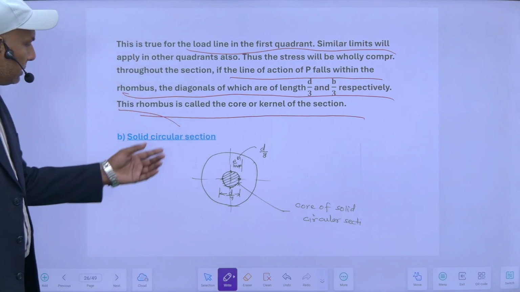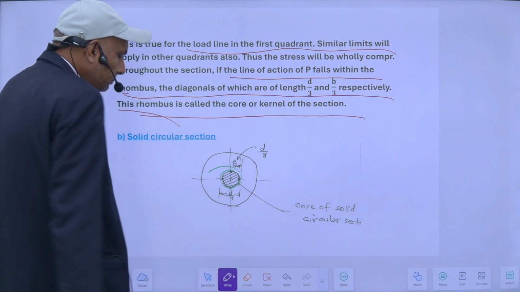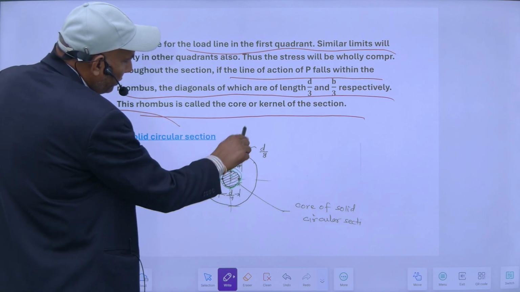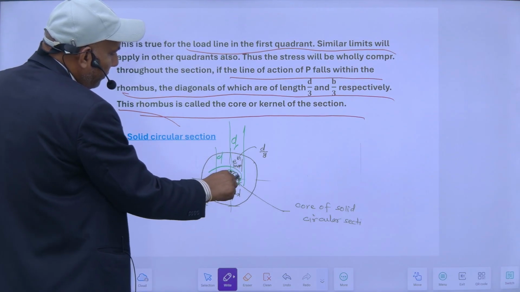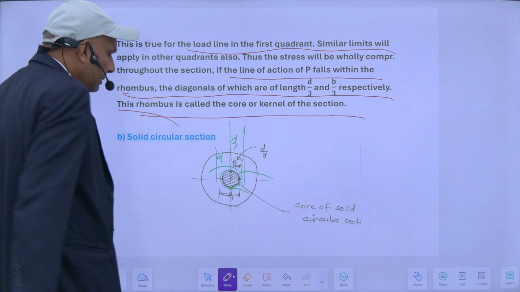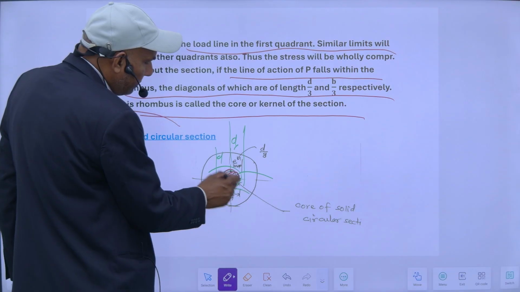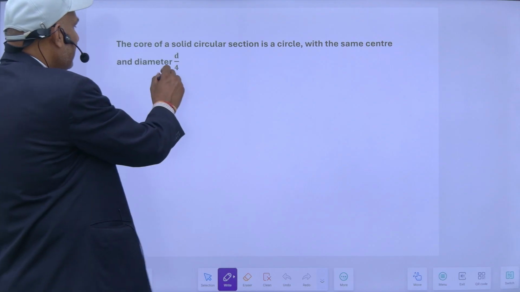For solid circular sections, it becomes this one. It will be d by 8 on both sides, so d by 8 here, d by 8 here. So it will be d by 4 in total. This is called the core or kernel of the section for a circular section, so its diameter is d by 4.